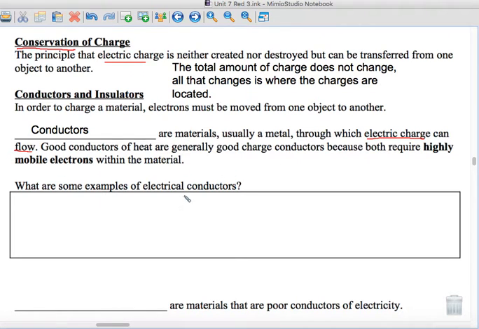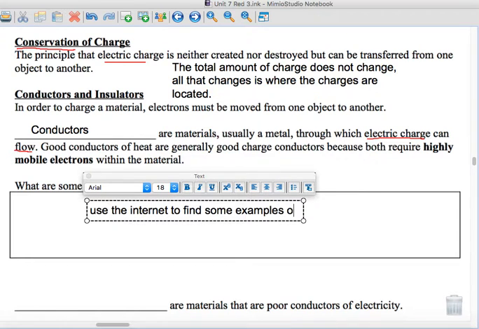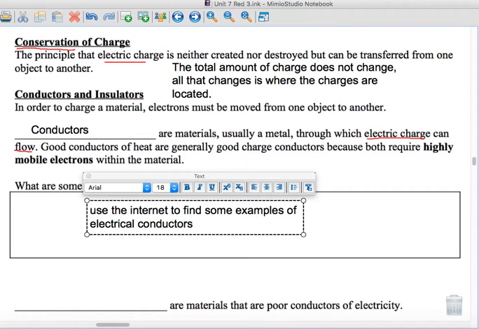What are some examples of electric conductors? I'm going to let you find that out on the internet. Use the internet to find some examples of electrical conductors.